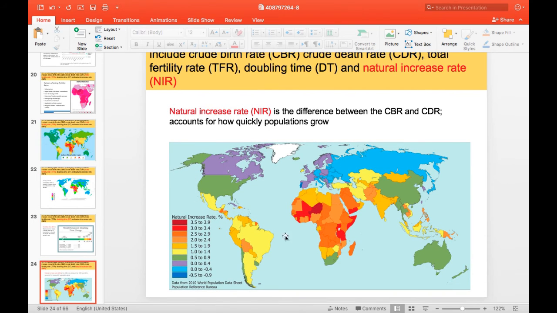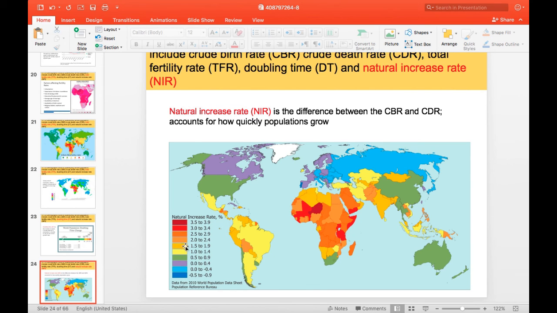We have the continents and different countries that we have on this planet. Natural increase rate, again, we're seeing the same pattern. Africa has countries with the highest fertility, the highest number of births, so the natural increase rate is the highest. Then we have countries with lower NIR, natural increase rate, like countries in Europe, in which they don't want to have more kids, so more elderly people live there.